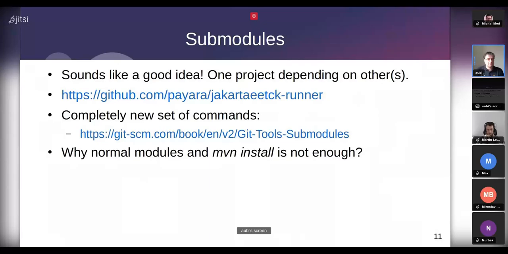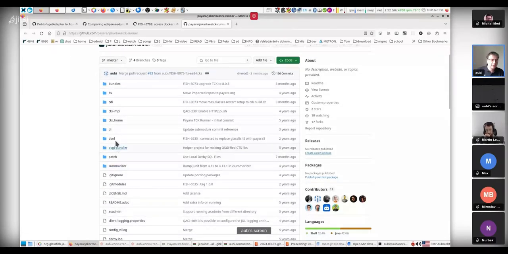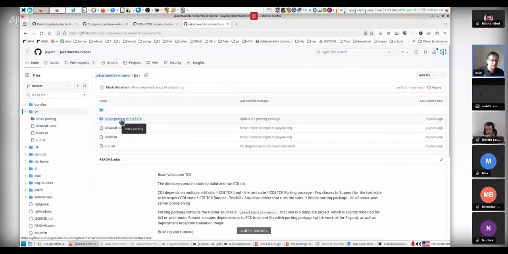Well, another question was submodules. Sounds great. And by my side, it's a nightmare. This is a completely new set of commands which you have to learn. By the way, we are using it, and personally, I hate it. We have TCK runner, and some of the parts of it just point to some other repositories. Sounds good. I can tell you, whenever I'm working on this, it's always a nightmare.